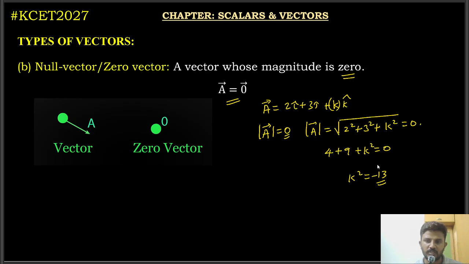So that you can substitute here. The square, if it goes this side, but minus is there, so a complex number will come. So that gives you the value of k here. If you substitute this value here, you will get the magnitude 0. Okay, this is called a null vector.